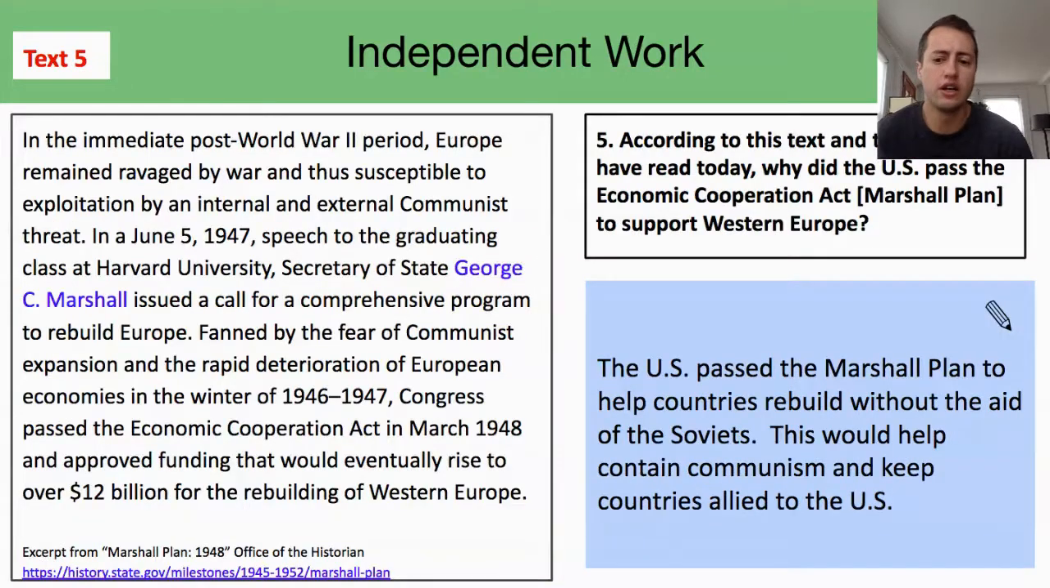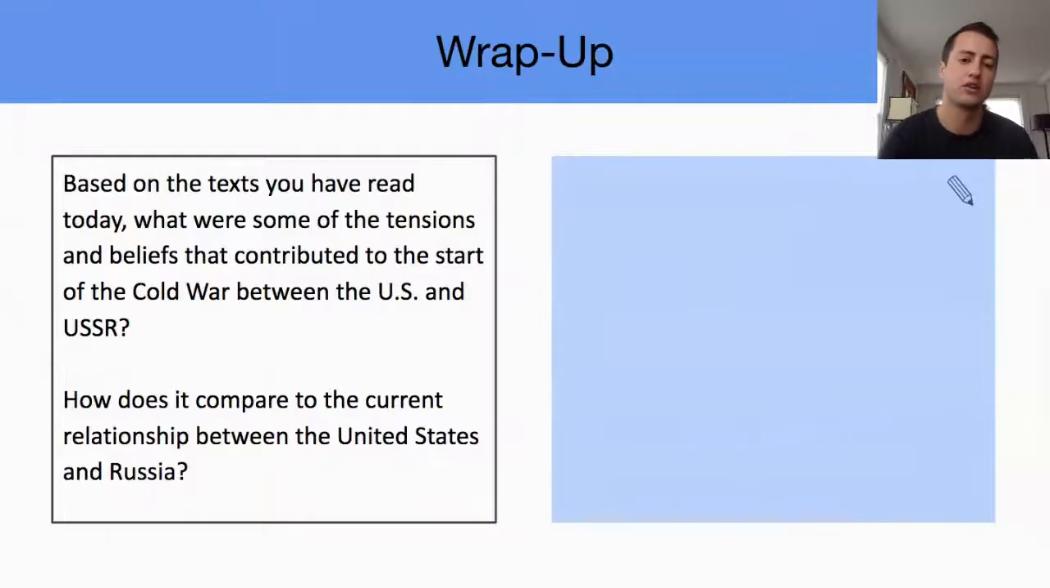And the final question discusses the Marshall Plan, which was proposed by George C. Marshall, another vocabulary word of the Cold War. And it asks, why did the U.S. pass the Economic Cooperation Act, or Marshall Plan, to support Western Europe? And based on the previous text, as well as this one, the U.S. passed the Marshall Plan to help countries rebuild without the aid of the Soviets. This would help them contain communism and keep countries allied to the U.S. So again, talking about containment, talking about the Marshall Plan, the Truman Doctrine, and the Cold War.